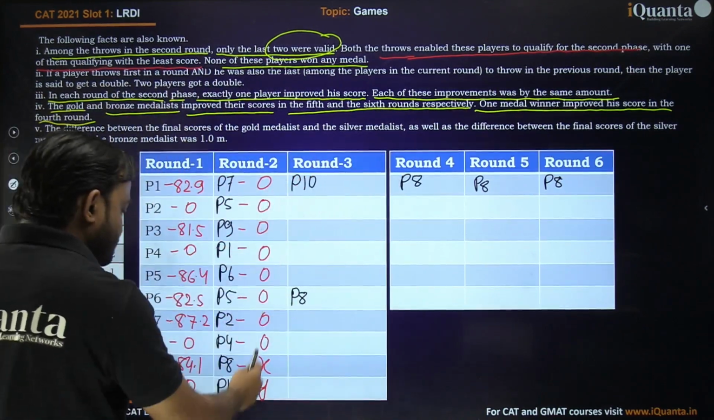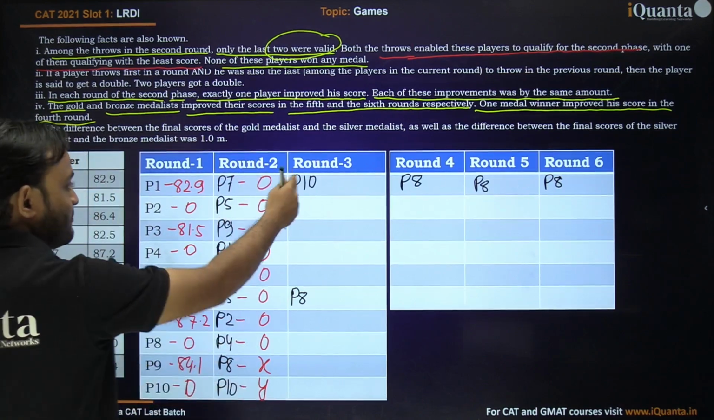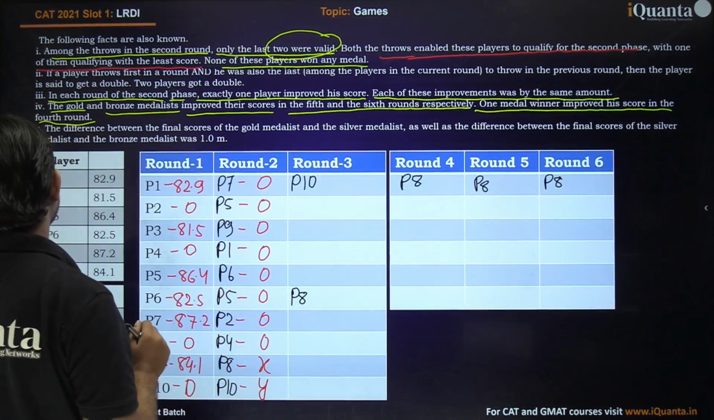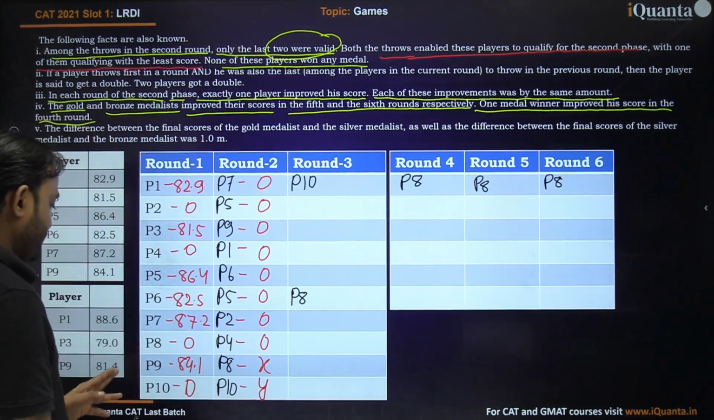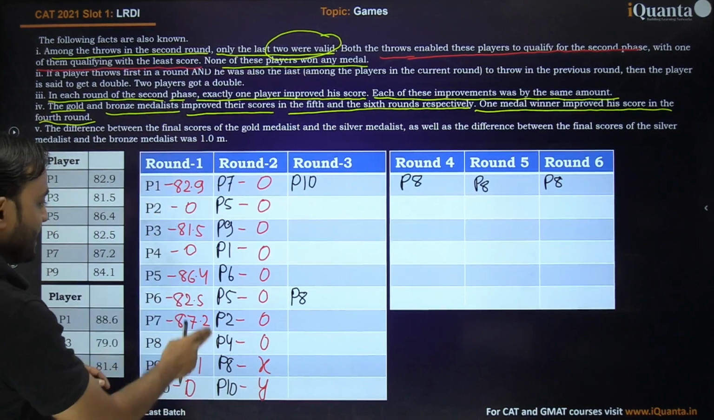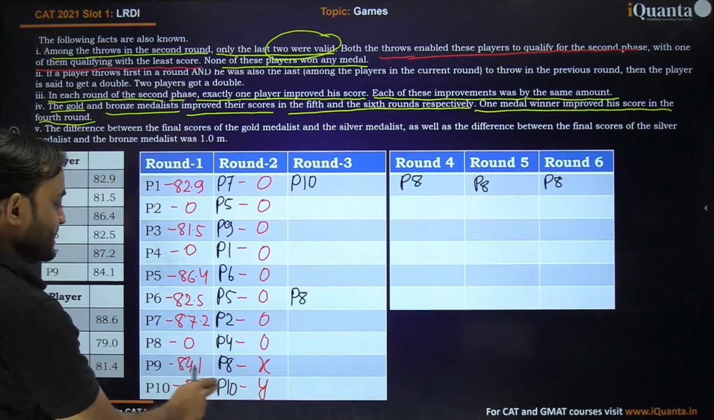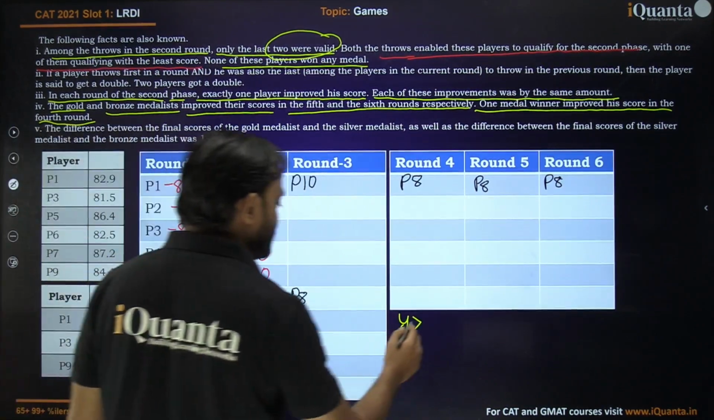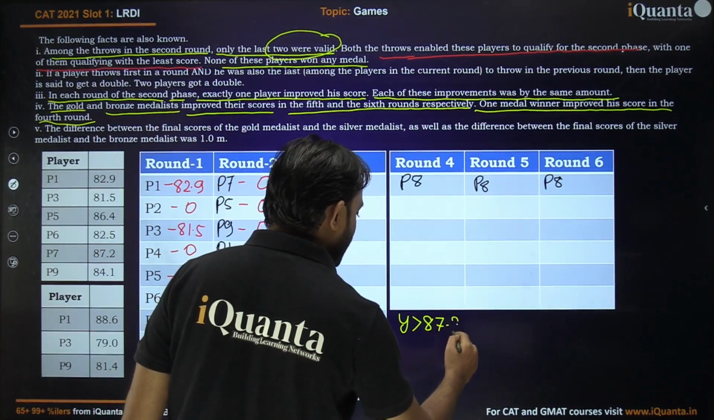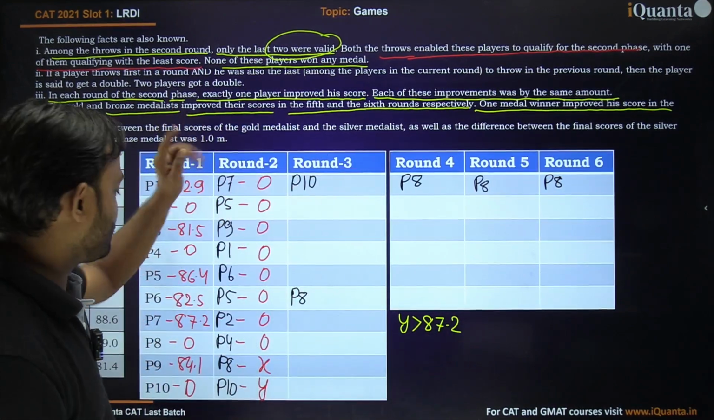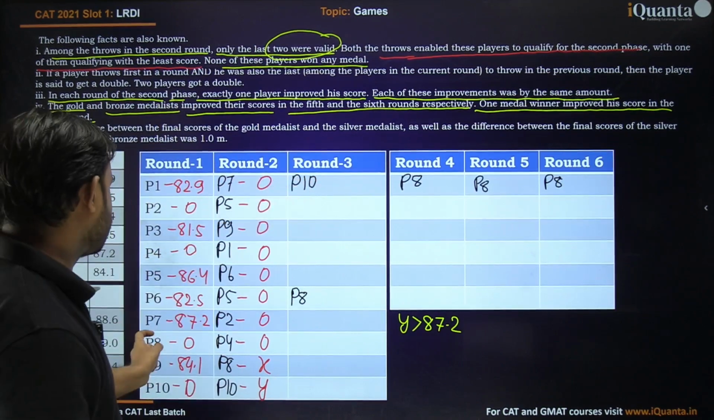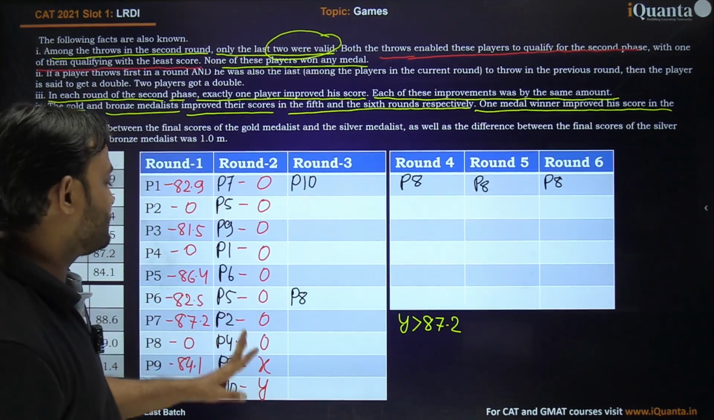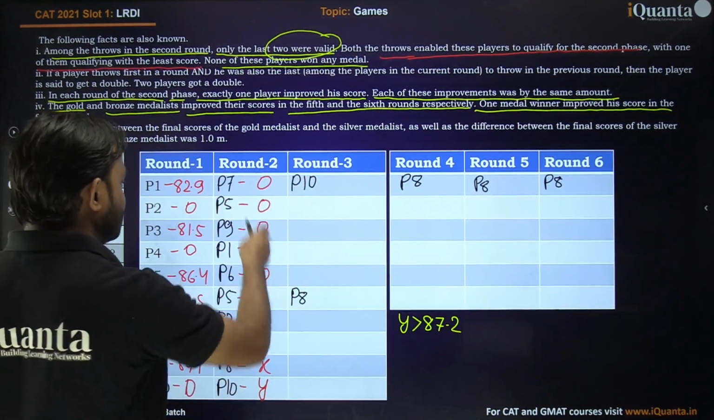So in round 3, P10 was ranked first. Why? Because he got the maximum score in round 2. What can we say about that? Till now you can see the highest scorer is P7, right? Can we say Y must be greater than 87.2? Y must be greater than 87.2. That's why he got the first rank, because P7 got the highest score in the first and second round taking together, which was 87.2. Now let's put the same ranking here.